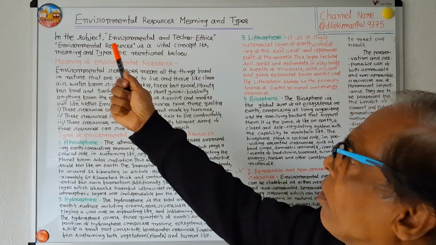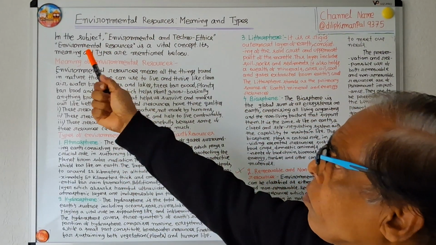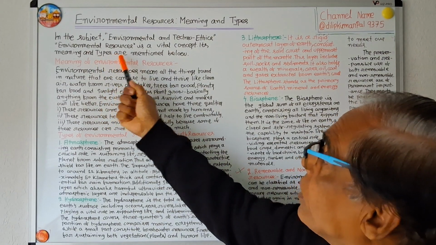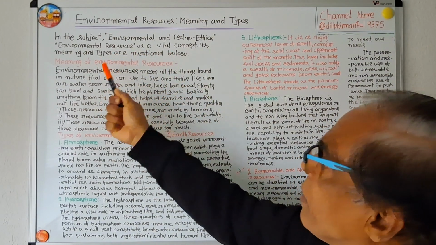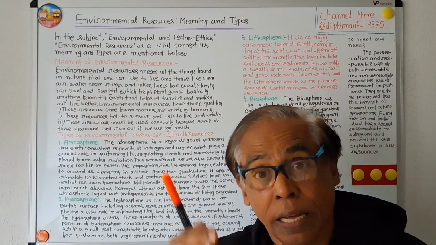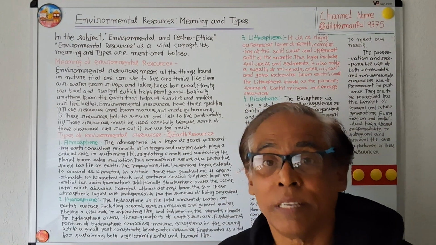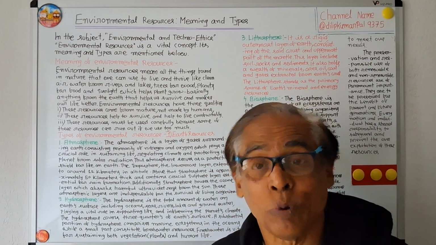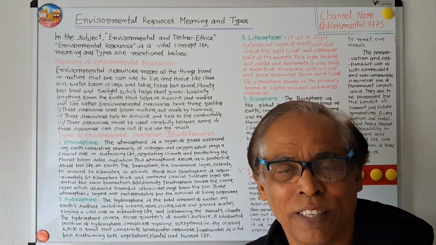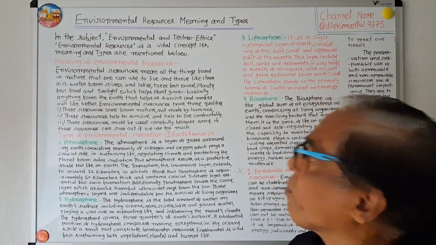Let us start. Meaning of environmental resources. What is environmental resources? In the subject environmental and technoethics, environmental resources is a vital concept. Its meaning and types are mentioned below. So, what is the meaning of environmental resources and its types? First we will take the meaning of environmental resources.